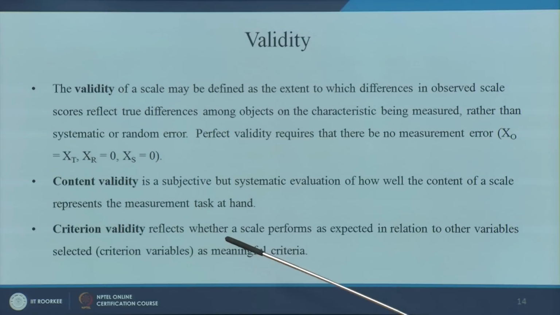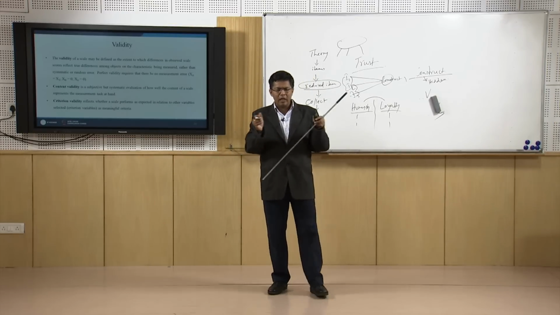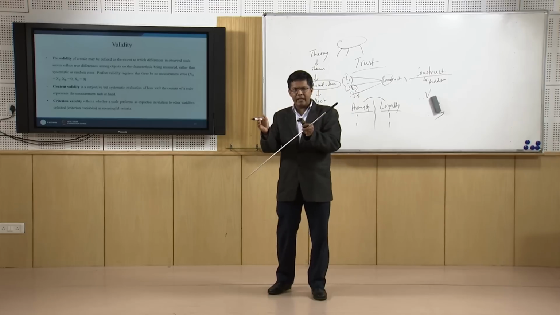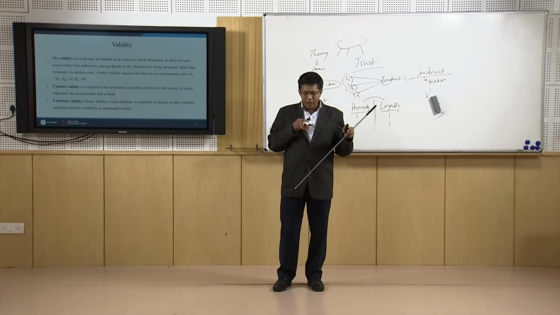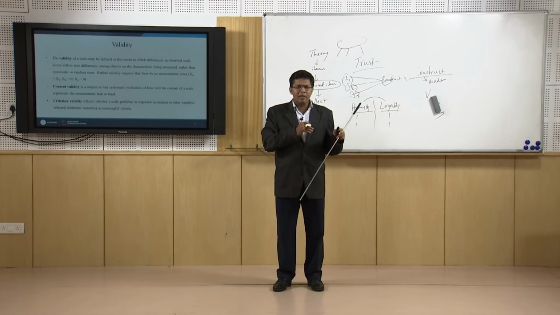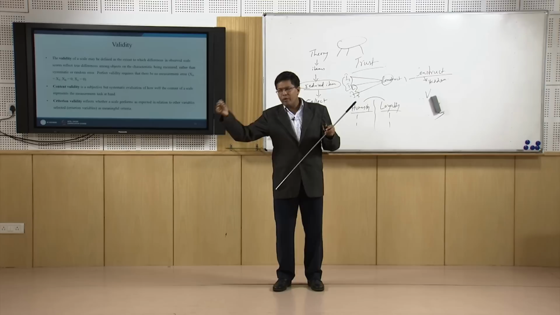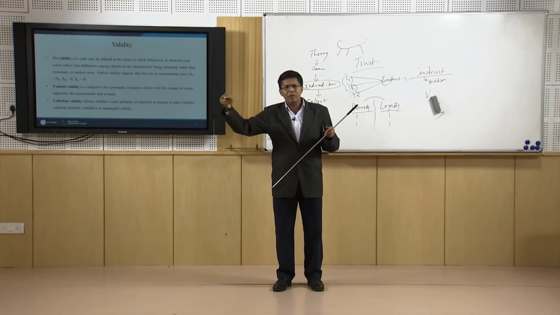Now this is important. The criterion validity is of two types: concurrent validity and predictive validity. For example, suppose I am a good student and I have a good score in a GRE exam. Somebody can predict that I will do well in the MS or the course that I have joined.